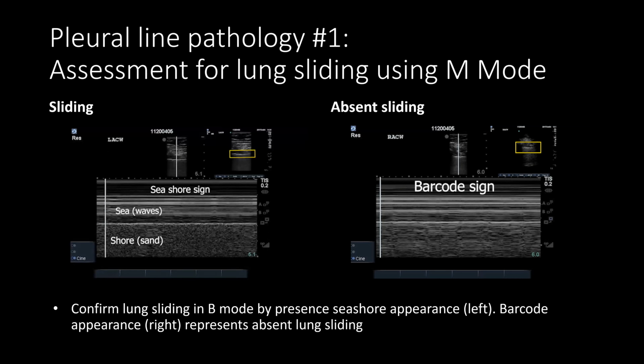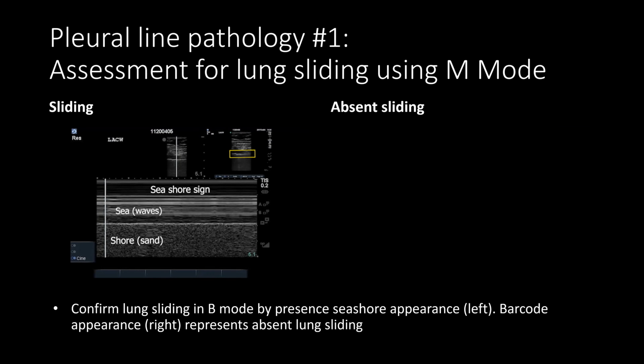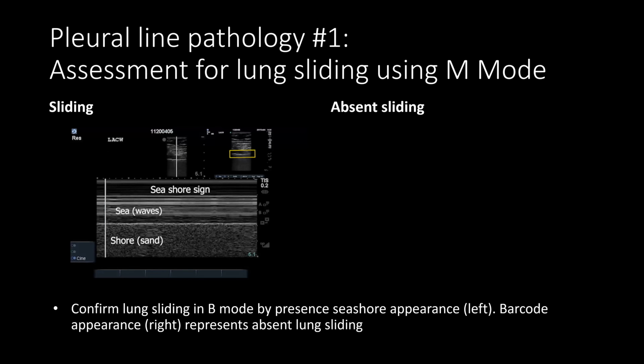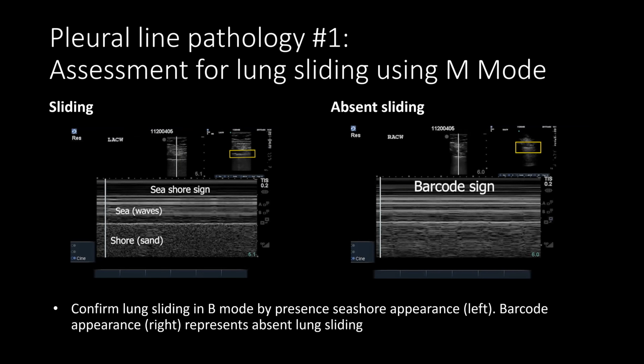In comparison, on the right-hand side, we see what looks like a barcode, and hence why it's called the barcode sign. This is indicative of absent lung sliding, and again, looking at the top right-hand side of this video, we see again a 2D image, and in this 2D image there is absent sliding.